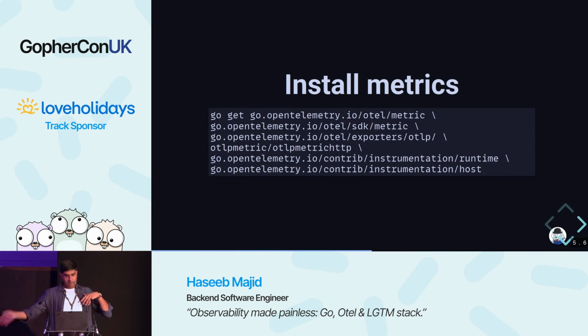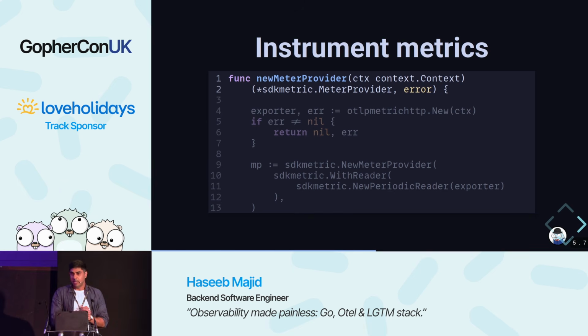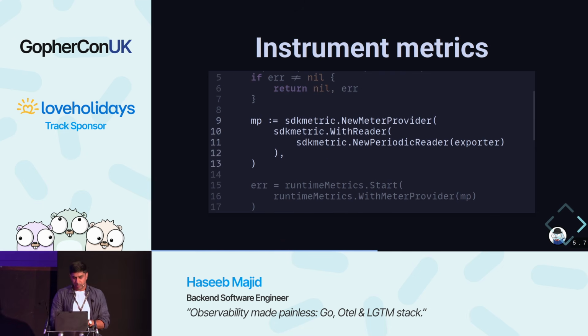So to set up metrics, again, we fetch some packages. Don't worry about exactly what we're doing there. Then we create a meter provider. We're going to set up an exporter just like we did before. This is going to export our metrics to the otel-collector. And again, the otel-collector is going to handle transforming them. We set up a meter provider like we did before, and it's going to periodically export our metrics.